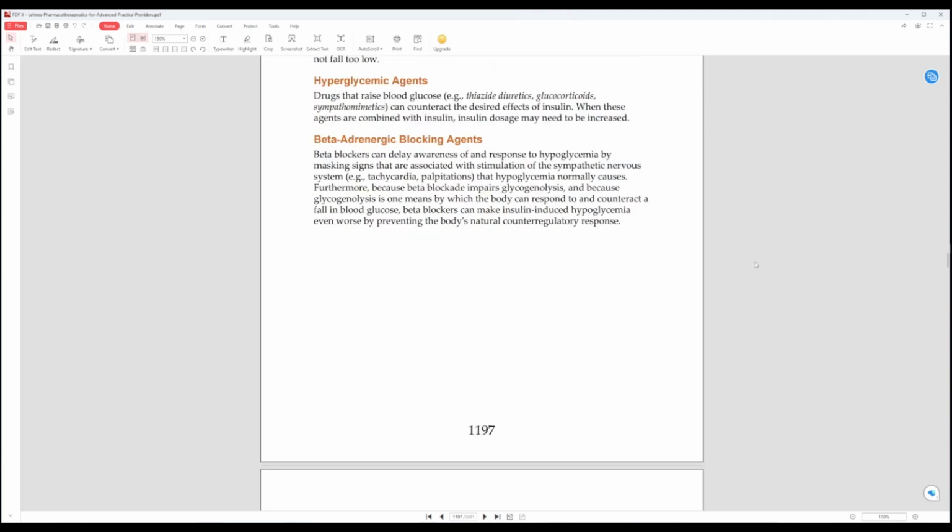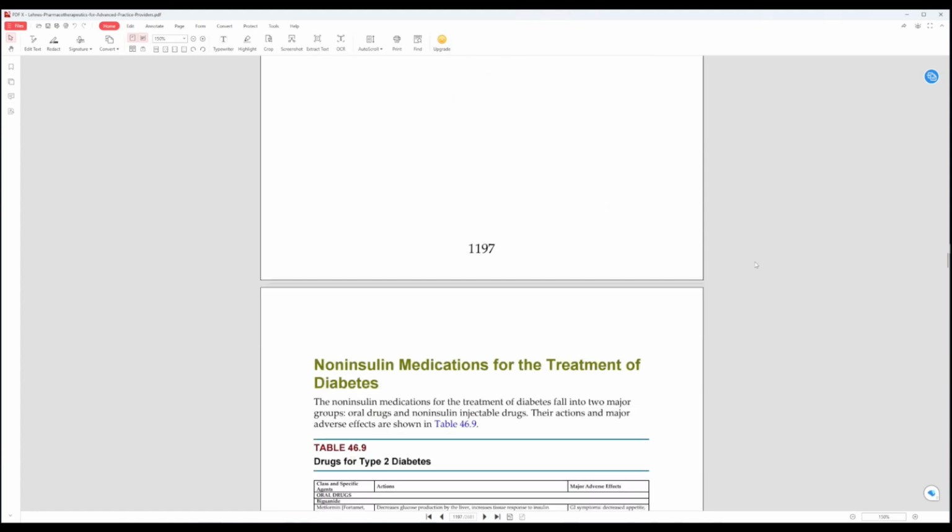Beta-adrenergic blocking agents. Beta blockers can delay awareness of and response to hypoglycemia by masking signs that are associated with stimulation of the sympathetic nervous system, the tachycardia and palpitations that hypoglycemia normally causes. Furthermore, beta blockers impair glycogenolysis, and because glycogenolysis is one means by which the body can respond to and counteract a fall in blood glucose, beta blockers can make insulin-induced hypoglycemia even worse by preventing the body's natural counter-regulatory response.